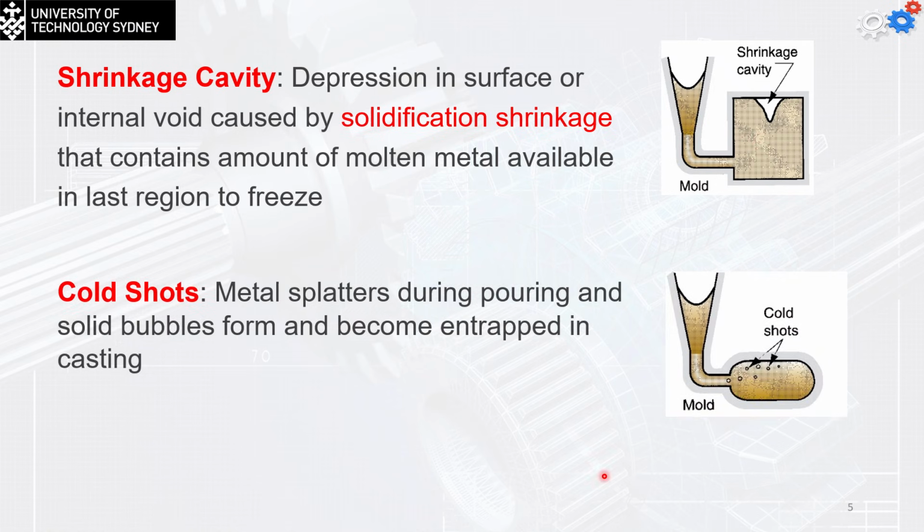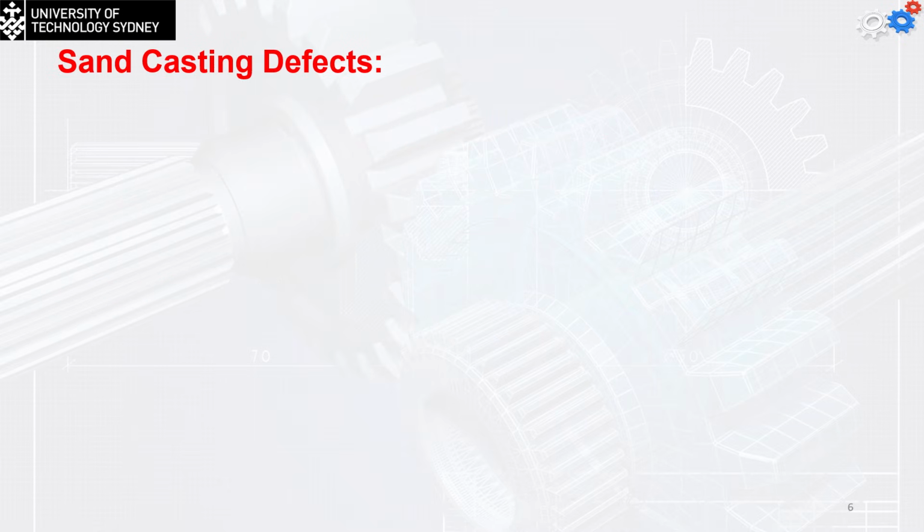We have the cold shots. Metal splatters during the pouring, and solid bubbles from the foam and becomes entrapped in the casting. Usually this will happen if you don't have good permeability. Gases get trapped in and solidify, leaving it this way. That's why we always have vents to prevent this, even in the case of die casting.